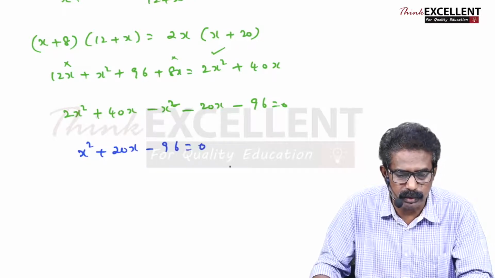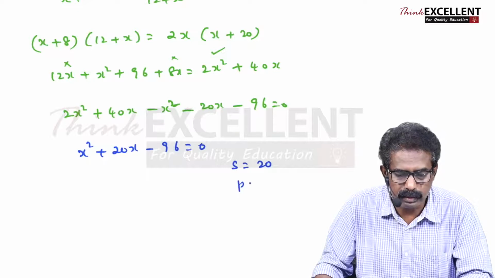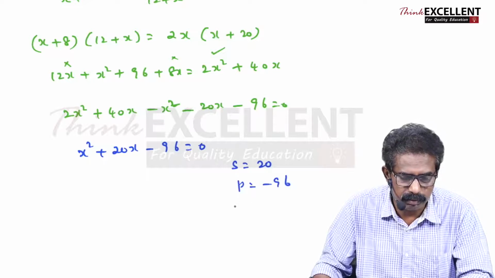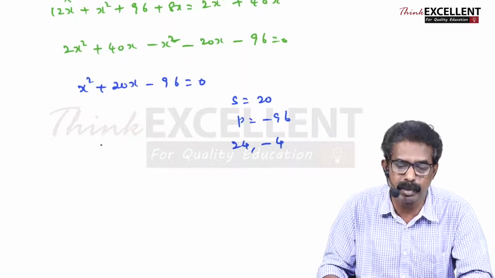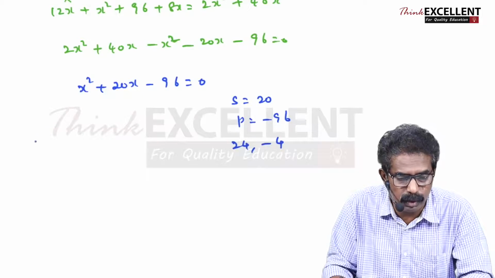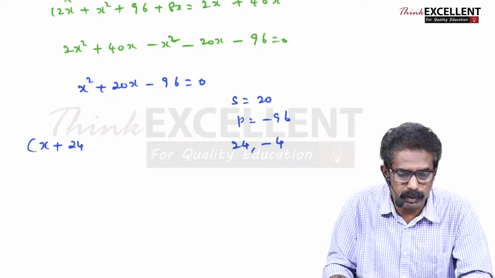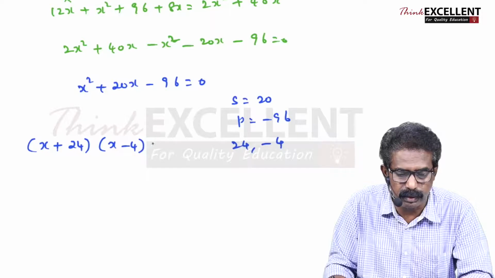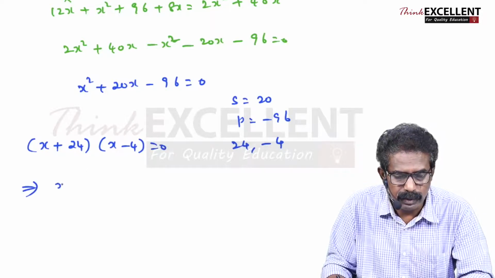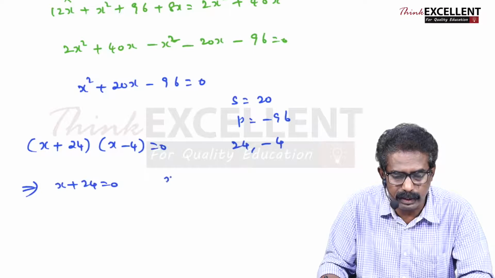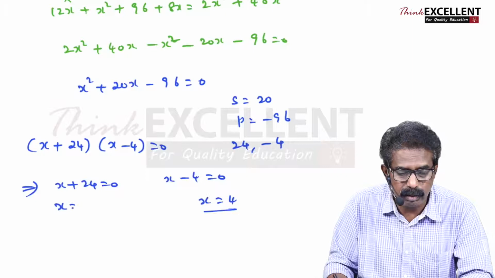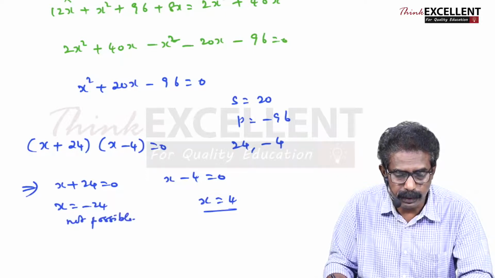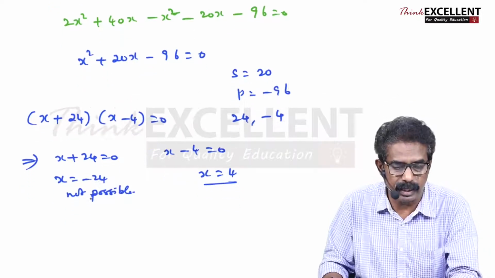So sum is 20, product is minus 96, the numbers are 24 and minus 4, right? If you add, you will get 20. If you multiply, minus 96. Coefficient of X square is 1, so straight away you can write X plus 24 into X minus 4 equal to 0. 2 possibilities: X plus 24 equal to 0 or X minus 4 equal to 0. X minus 4 equal to 0 means X is equal to 4, right? Here X is equal to minus 24, not possible, because X stands for number of balls, it cannot be negative, right? So X equal to 4.